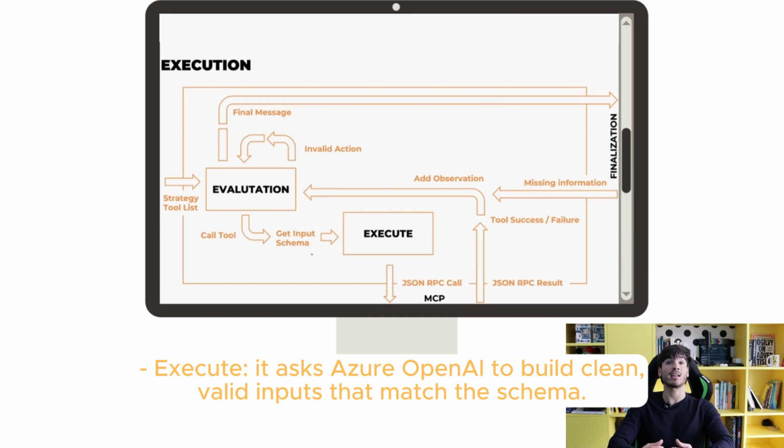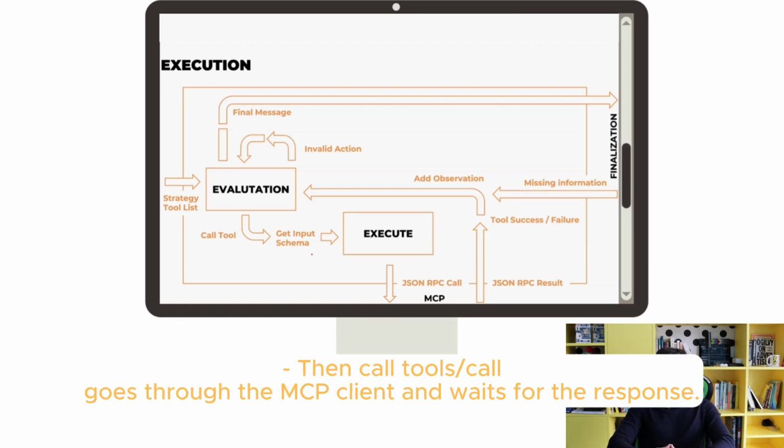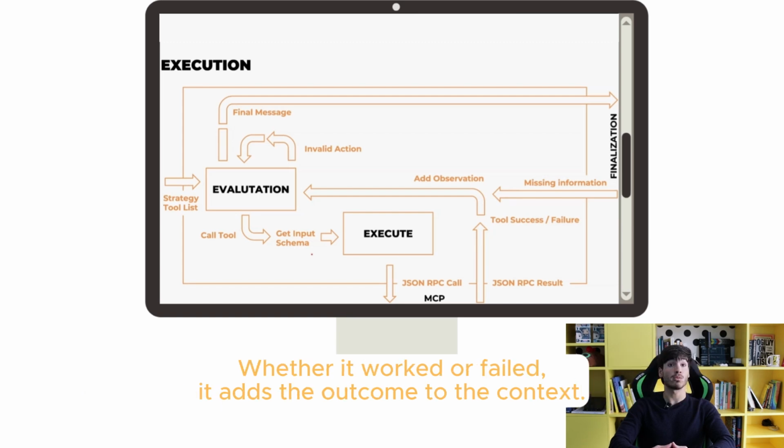In execute, it asks Azure OpenAI to build clean, valid input that matches this schema. This prevents missing fields and wrong types. Then the tool call goes through the MCP client and waits for the response. Whether it worked or failed, it adds the outcome to the context.